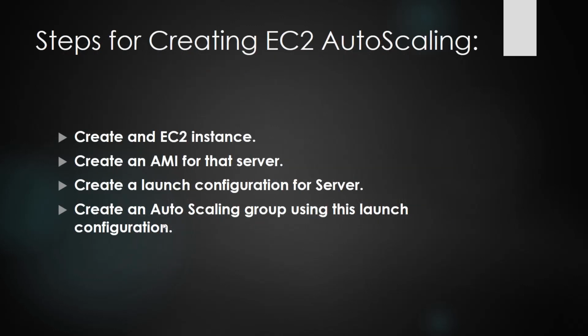Now, steps for creating EC2 autoscaling. There are 4 steps for creating EC2 autoscaling. First one is you have to create an EC2 instance. Then you have to create an AMI for that server. AMI stands for Amazon Machine Image. Then you have to create a launch configuration for the server with the help of an autoscaling group.